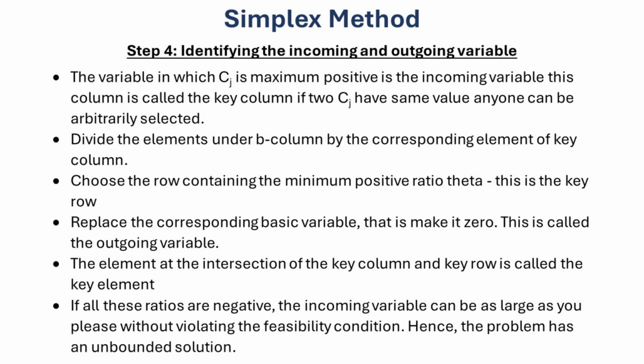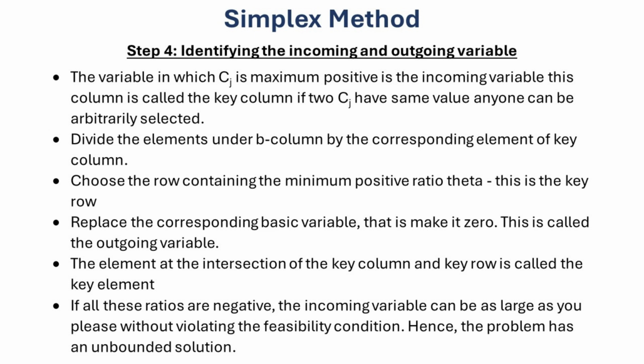So the variable in which Cj is maximum positive is the incoming variable. This column is called the key column. If two Cj have the same value, anyone can be selected. So if it was 6 and 6 in 2 columns, you can arbitrarily select any column. Then next is divide the elements under the B column by the corresponding element of the key column. That is, the maximum Cj column is called the key column. Now in the B column, we have elements, and we'll divide those elements by the corresponding elements in the key column.